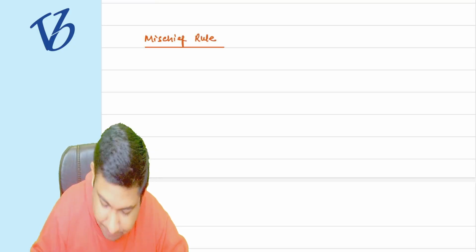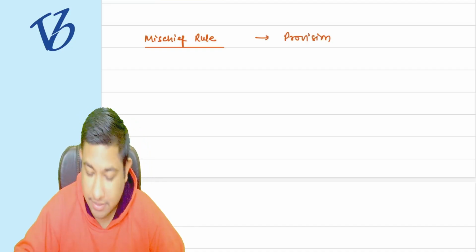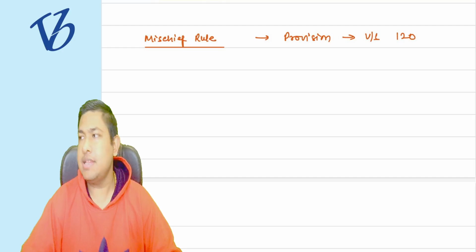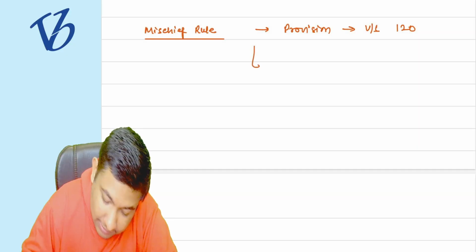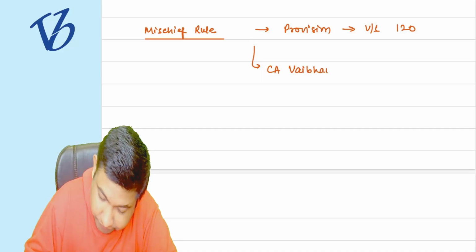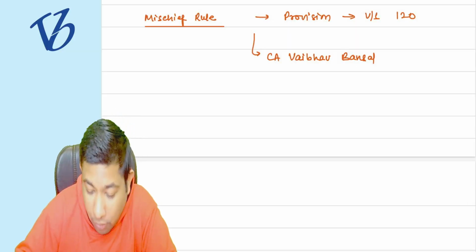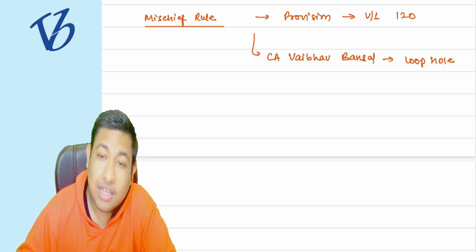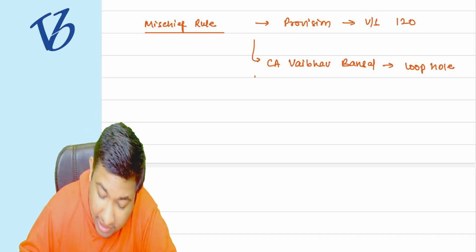Suppose there is a provision in the Income Tax Act, under section number 120. Then a CA came, CA Weber Bansal, suppose. He found some loophole in the section, and he misused the section.